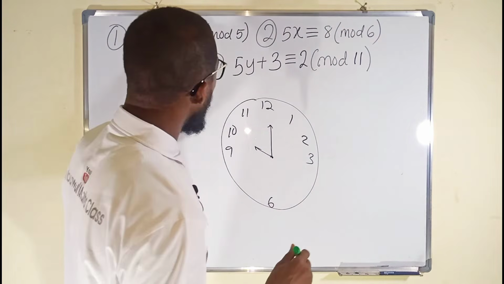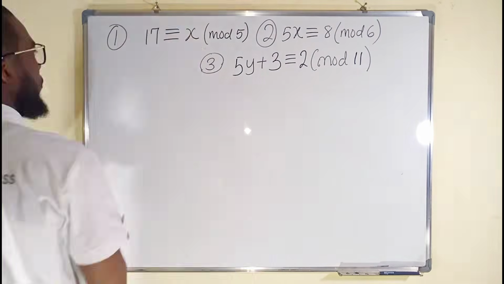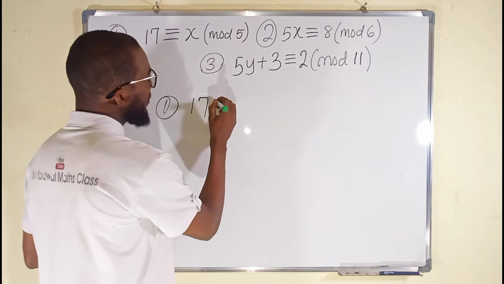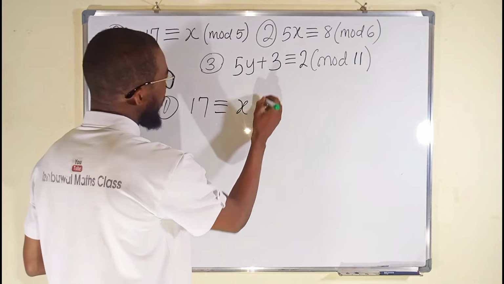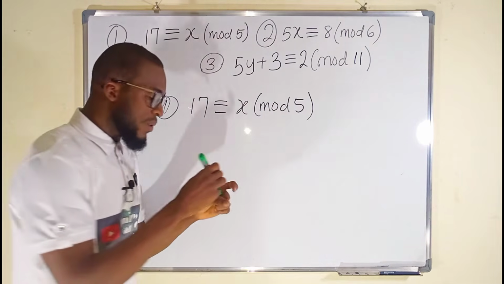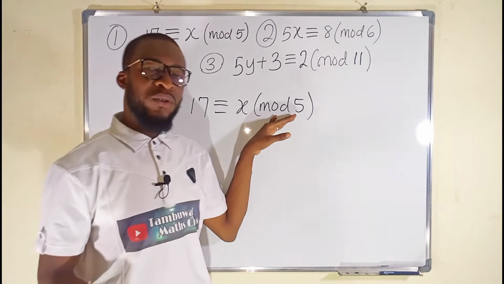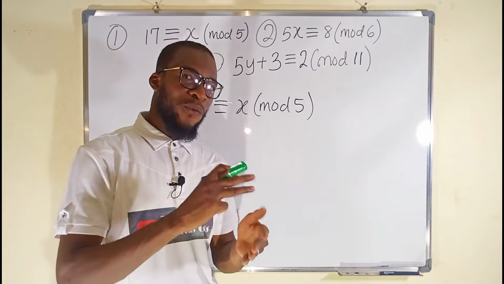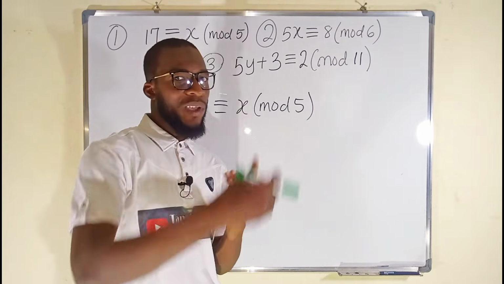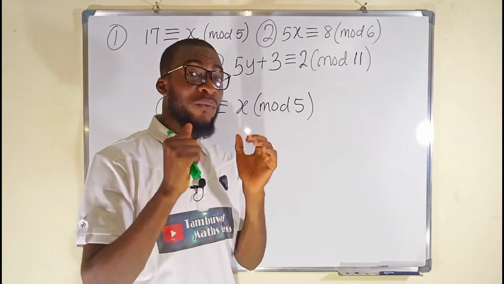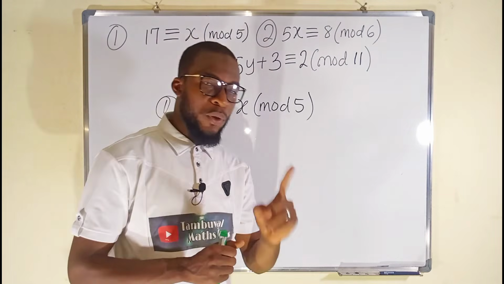So now let us consider these three problems. The first one, we have that 17 is equivalent to a certain number, but in mod 5. What does this mean? It means that we are now talking about bundles of 5. 1, 2, 3, 4, 5, you recount all over again, 1, 2, 3. All the counting will be based on 5, which is a complete bundle.